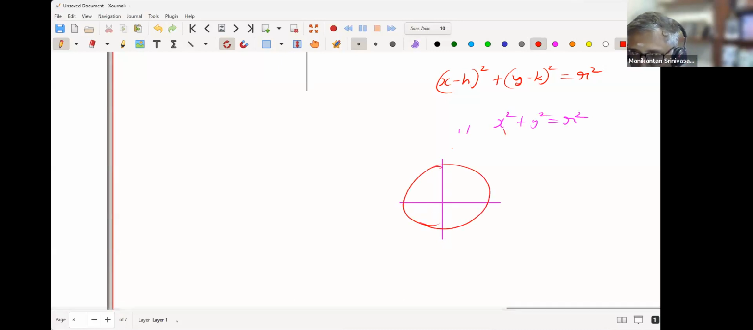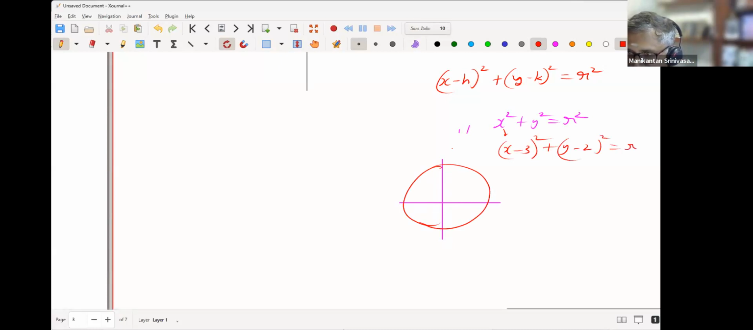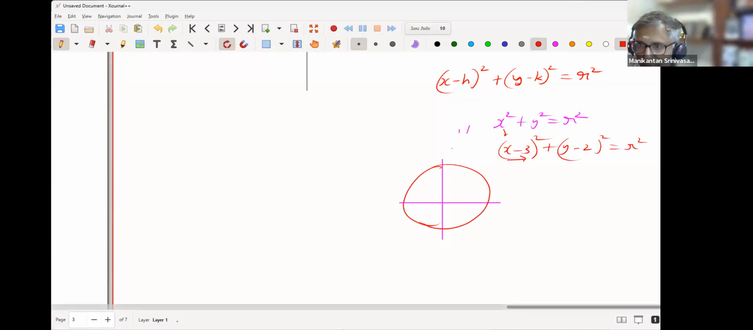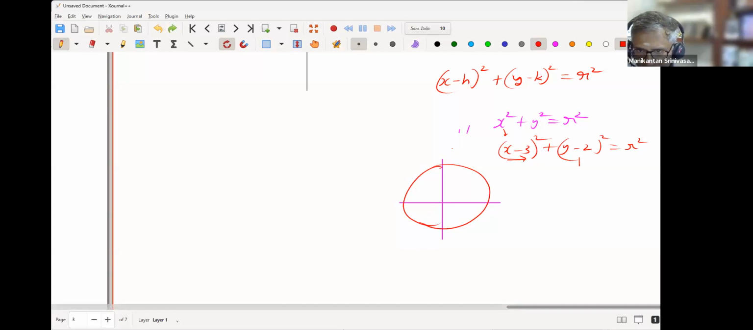Okay. Now, instead of x, suppose I call it x minus 3. And instead of y, I call it y minus 2. That means I'm shifting to the right by 3, or rather to the positive x direction by 3, and to the positive y direction by 2. So which means the new center is 3, 2 and not origin. So effectively x minus 3 is the normalized origin. So this becomes 3, 2, and origin is somewhere out here. Doesn't matter. So x minus 3 whole square plus y minus 2 whole square equal to r square is a circle with center 3, 2 and radius r.